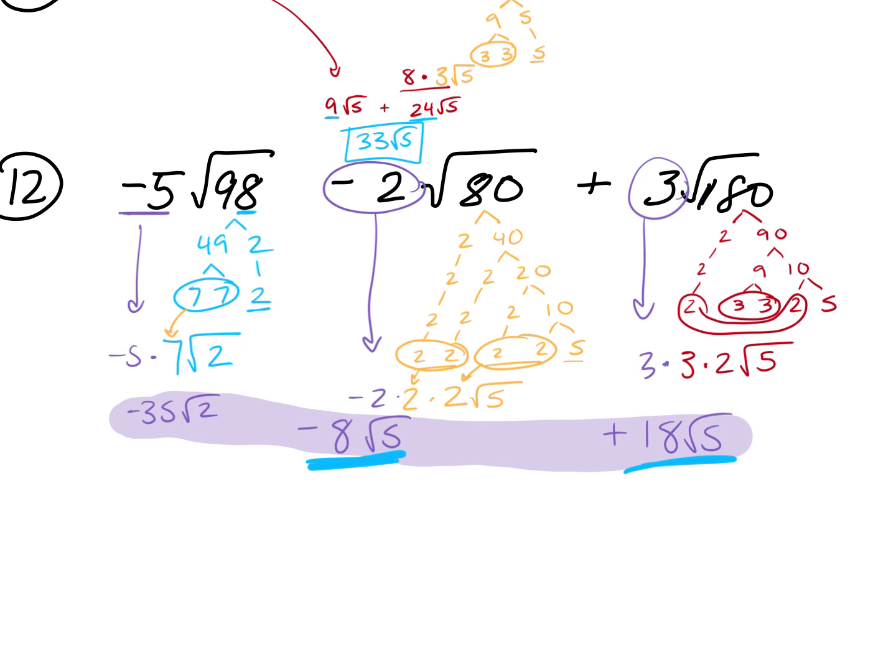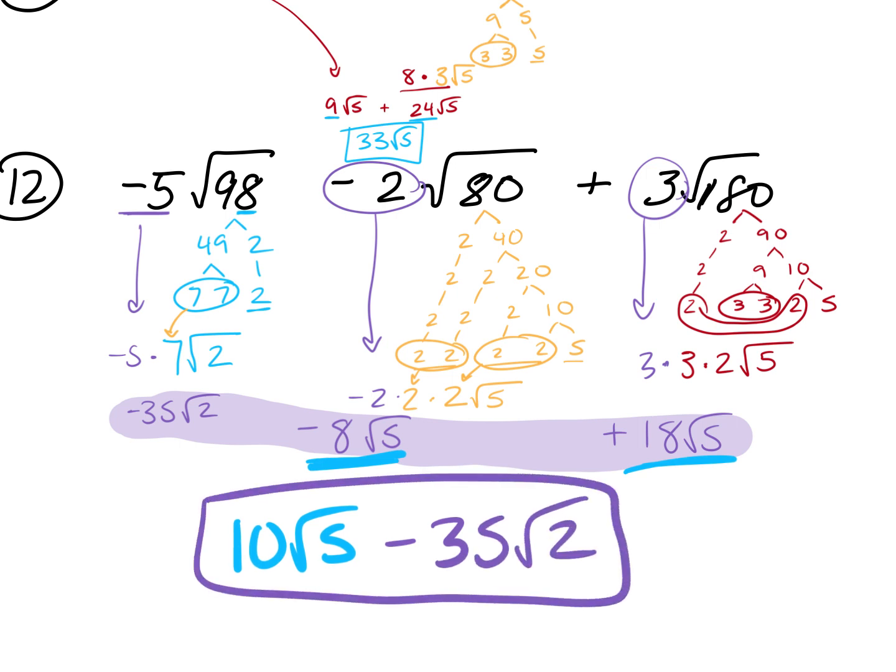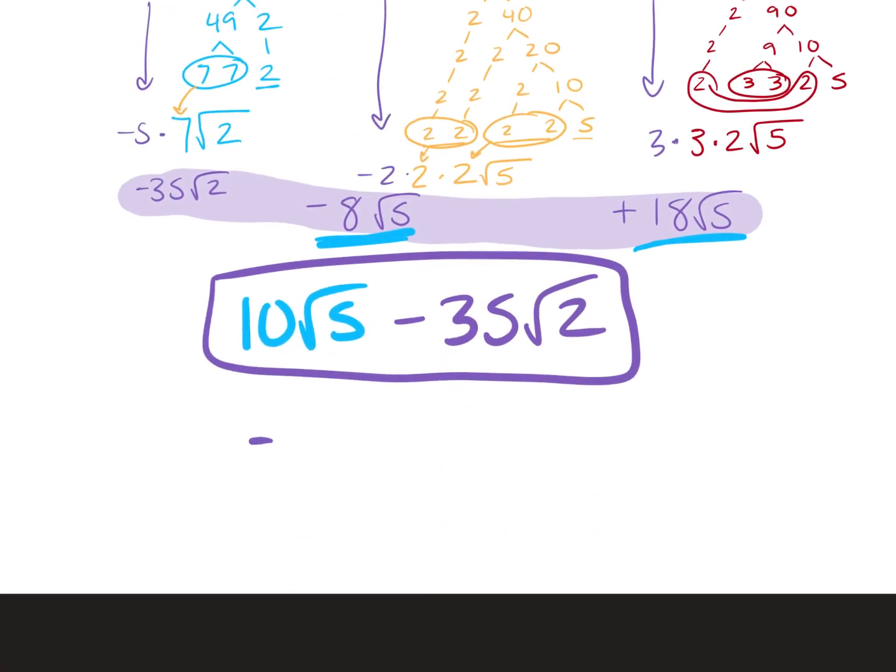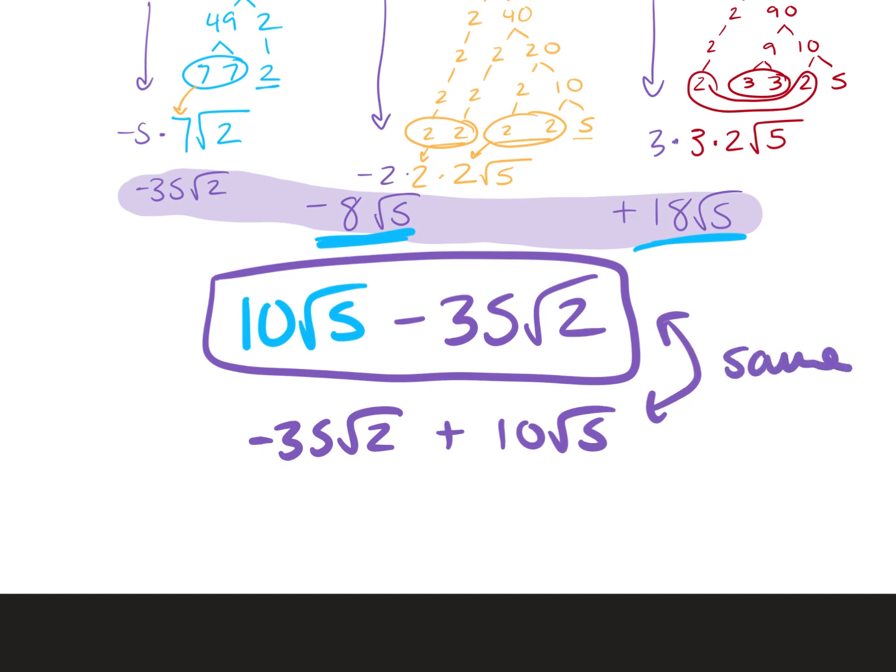So what's -8 square root 5 plus 18 square root 5? 10 square root 5. And then I can't combine that -35 square root 2, so I just include it in my answer. So that would be my final answer. So you could have written your answer as -35 square root 2 plus 10 square root 5. These are the same thing. They're both correct. Just make sure that negative sticks with the 35 and the 10 square root 5 is positive.